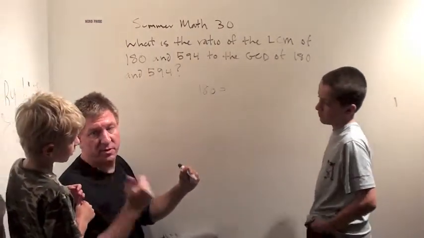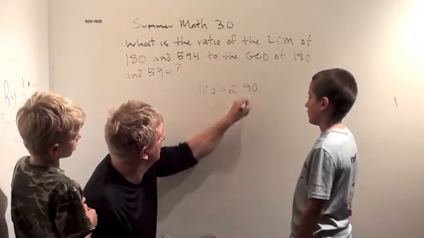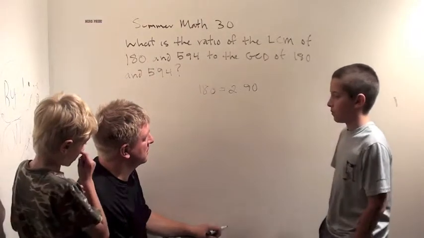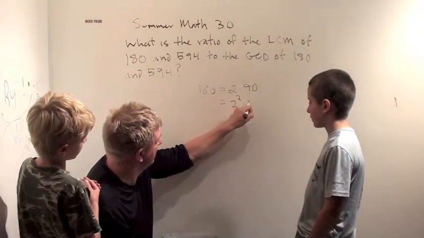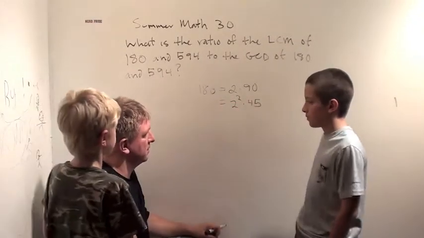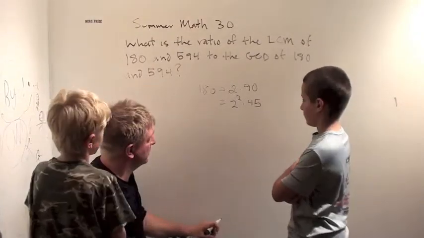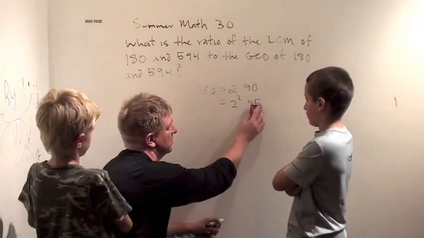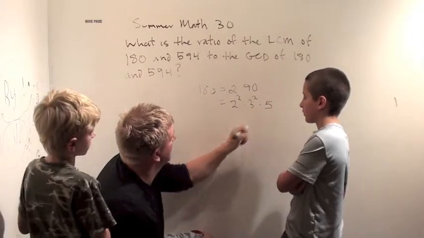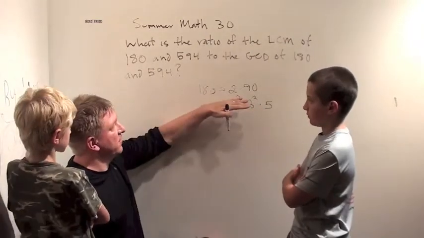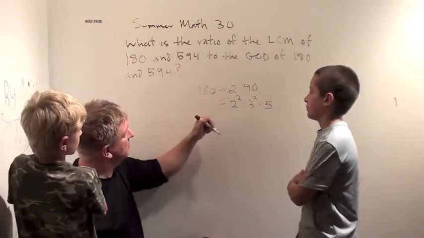Can you tell me some of the factors? Well, it's 2 times 90. And then 90 splits into 2 times 45. So 2 squared times 45. 45 is 5 times 9, which is 5 times 3 times 3. So we got 2 squared times 3 squared times 5. A quicker way to factor is if you can find bigger numbers first, like 180 is 18 times 10, for example.